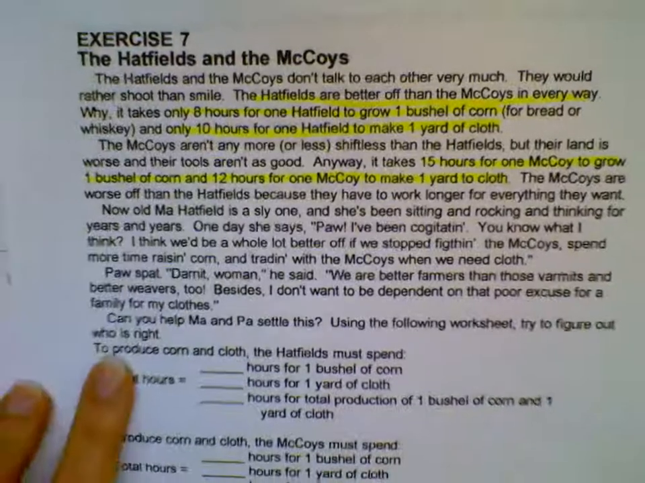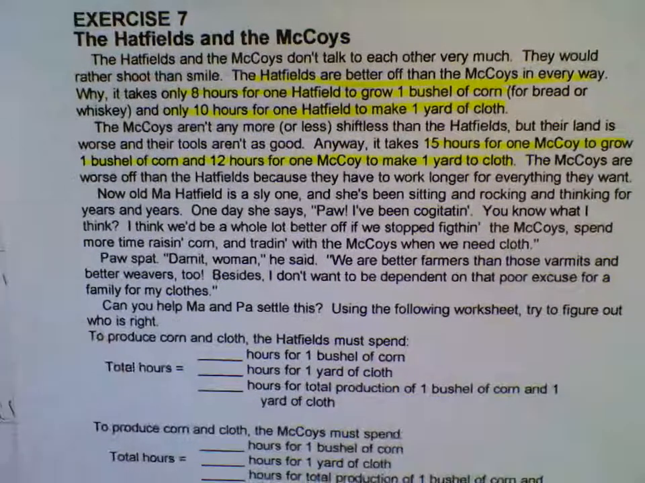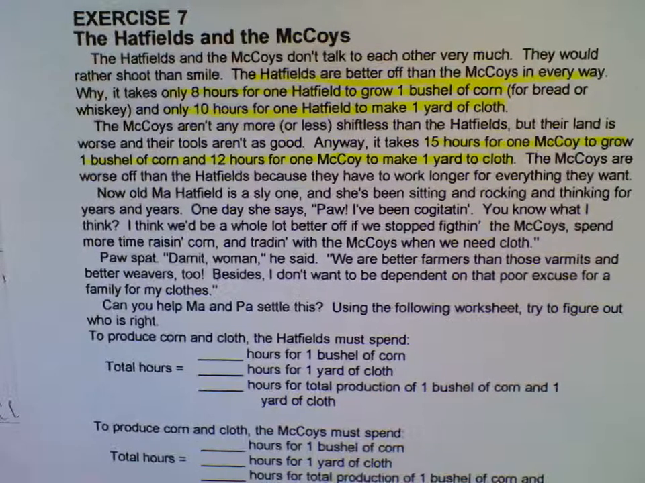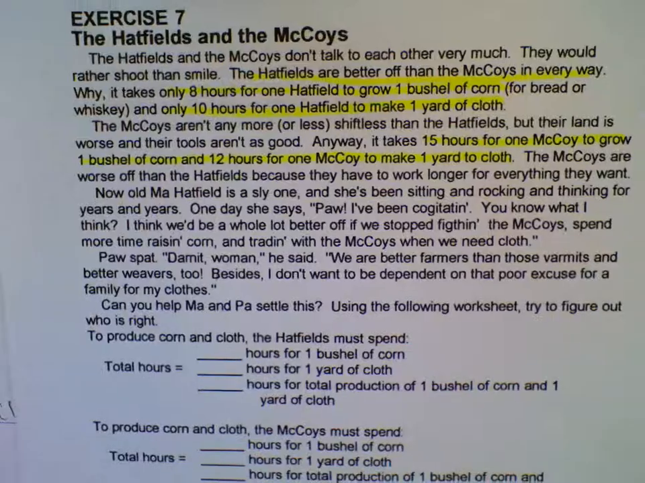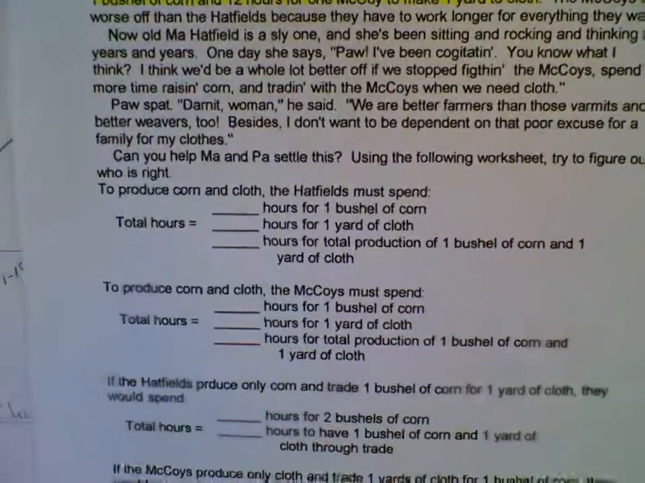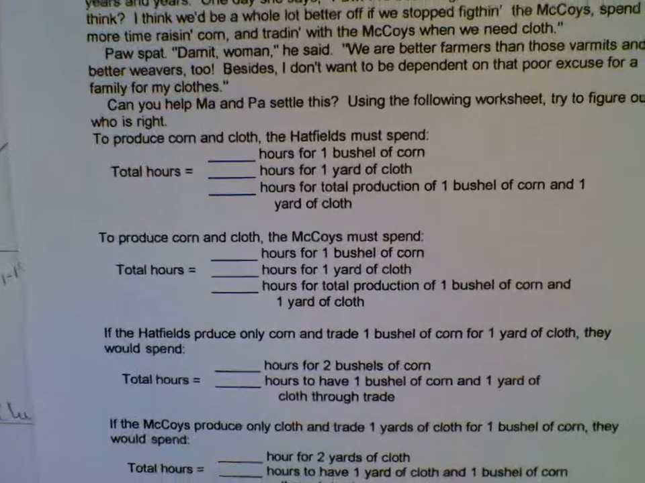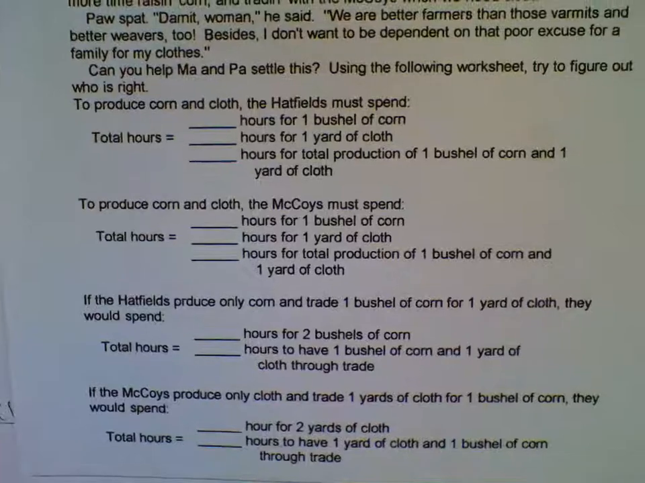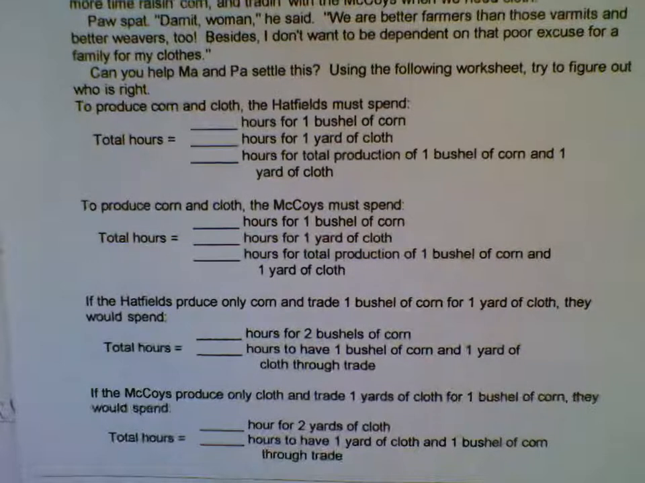Skipping down, they've got a dispute between Ma and Pa. She's thinking they should trade. He doesn't want to. So let's do the math of this and explain why it's important that they do trade and why it would benefit everyone involved in this. So let me get this situated.